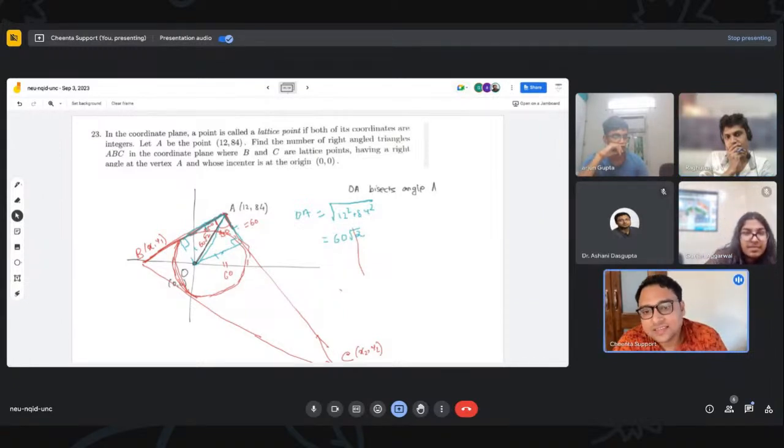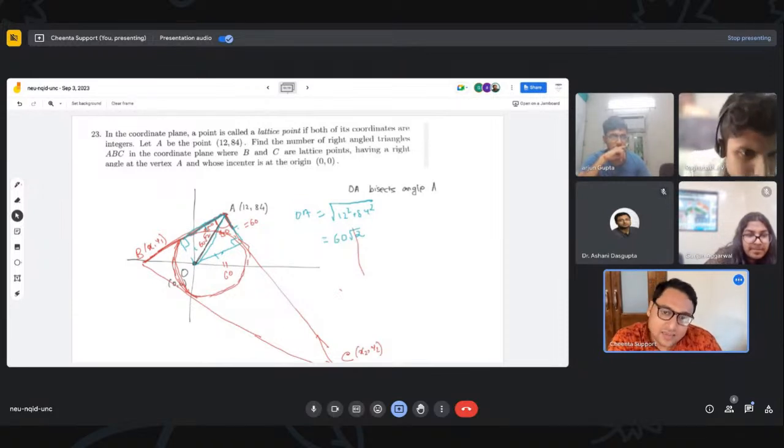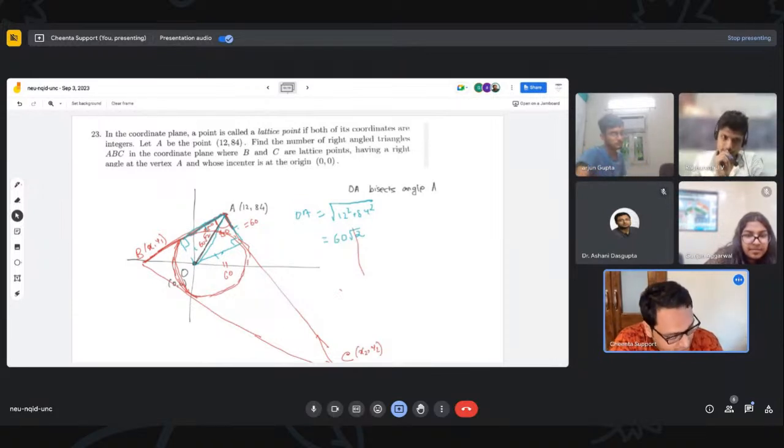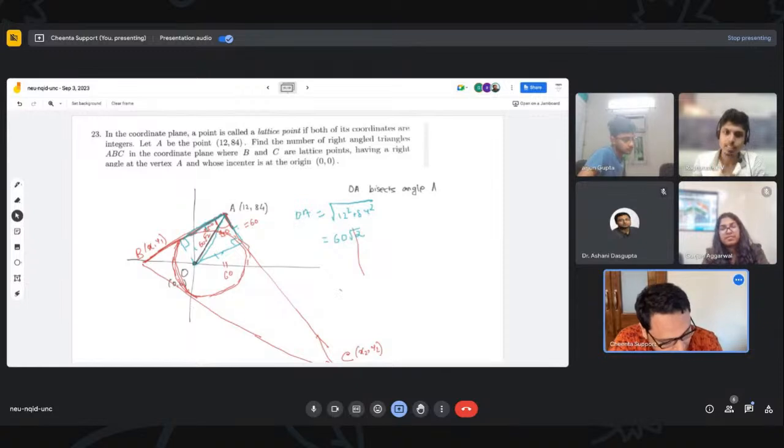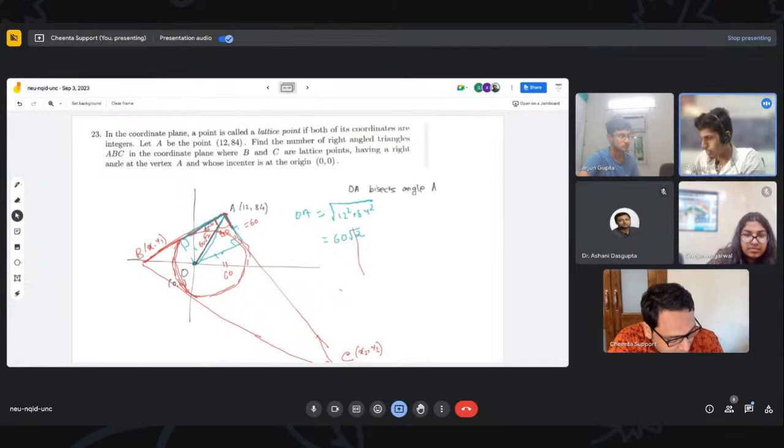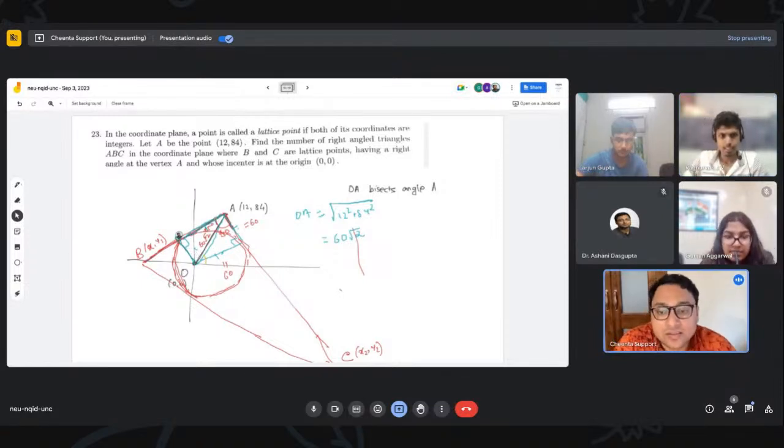So you were suggesting that since this is 60 root 2, this is 45, it's making an angle of 45 degrees with this. So we can find the equation of this line AB.